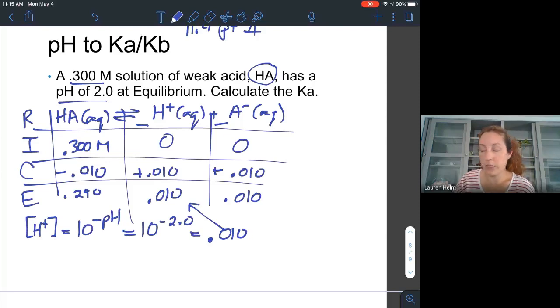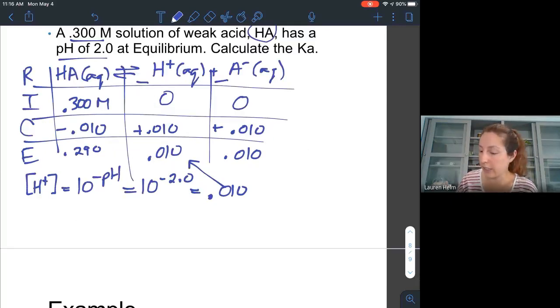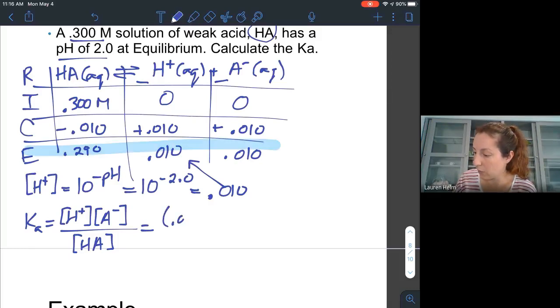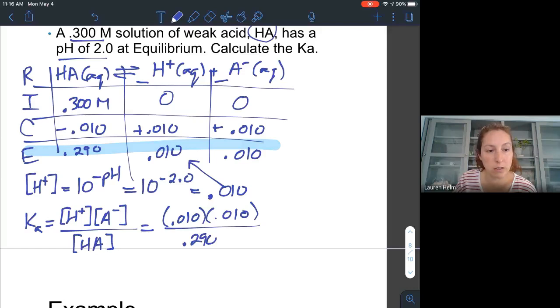And so once we've filled in our RICE table, our goal is to get the Ka. Our Ka expression is the products over the reactants raised to their coefficients. And so we can actually plug in all of these concentrations from our equilibrium line. So we have 0.01 times 0.01 over 0.290, and plug that into our calculator, and we get 3.4 times 10 to the negative 4th.